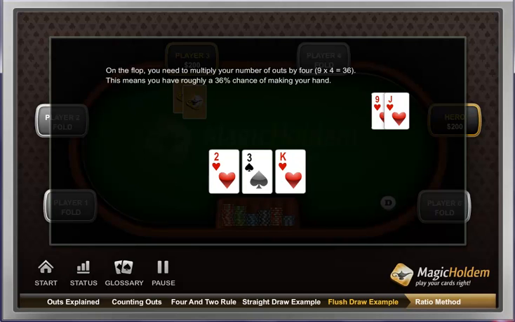On the flop, you need to multiply your number of outs by 4. 9 times 4 equals 36. This means you have roughly a 36% chance of making your hand. The precise figure is actually 35%.